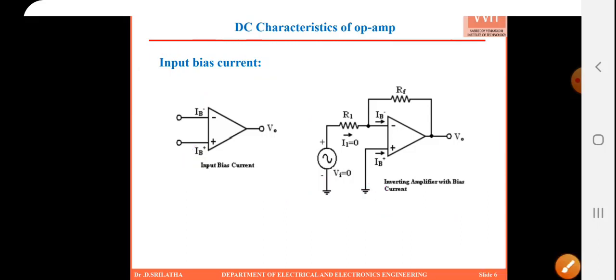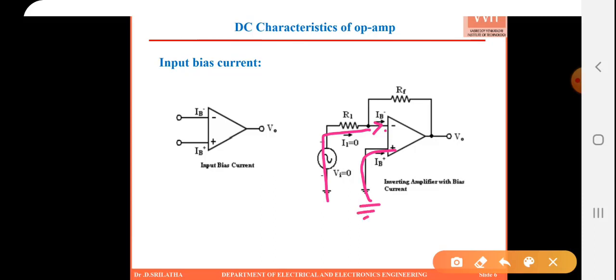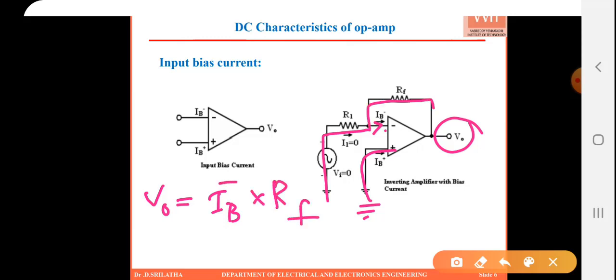So, what is happening? This input bias current causes some drop that appears across the output terminal. For example, here this is my virtual ground. Let IB minus be the current flowing through it. Here there is no voltage, and here also there is no voltage. This is ground. Okay. Then what is my output? V0 is equal to IB minus into RF, the feedback resistance, because this is the voltage.